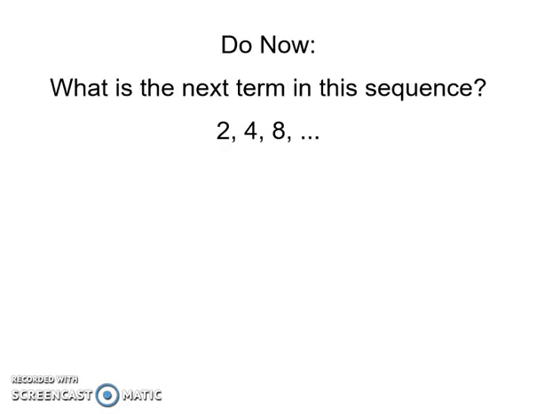So here we go. Just a quick do now. What is the next term in this sequence? 2, 4, 8, so on and so forth. What is going to be that next term? Well, you might look at it and say, okay, 2 plus 2 is 4, but 4 plus 4 is 8, so there isn't a common difference between them. But if I multiply, I can do 2 times 2 to give me 4, 4 times 2 to give me 8, so then our next term is going to be 16, because 8 times 2 will give us 16, right?